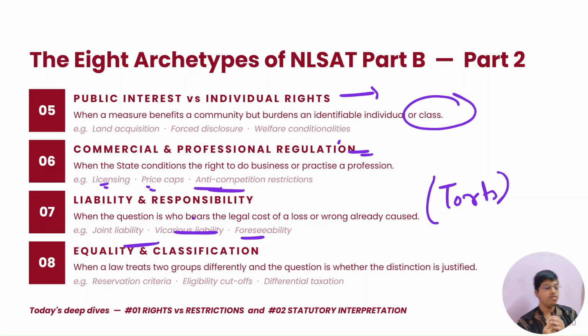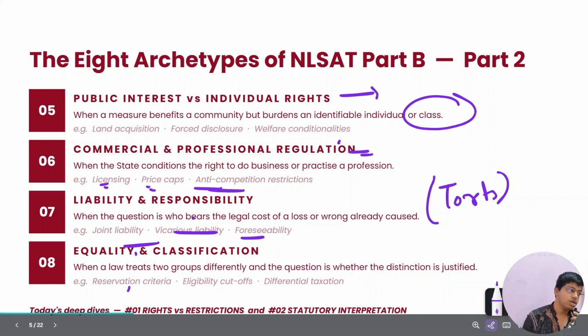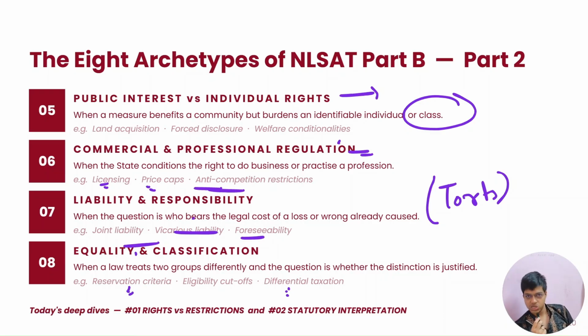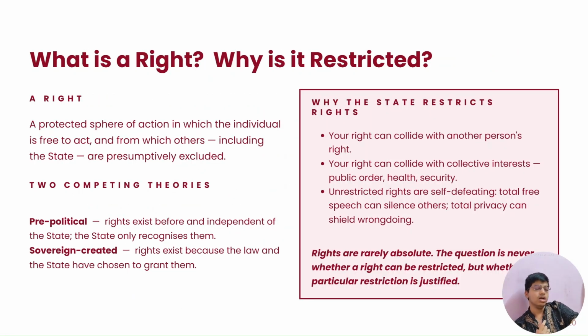However, in today's lecture, we'll be talking about point number 1 and point number 2 only, because point number 2 essentially we have covered in lecture number 2. Point number 1 is rights versus restrictions. We'll be practicing a little bit of questions, and then the class will be open for discussions and deliberations. Before we go about why rights are restricted, we need to have a very holistic understanding of what exactly rights are.